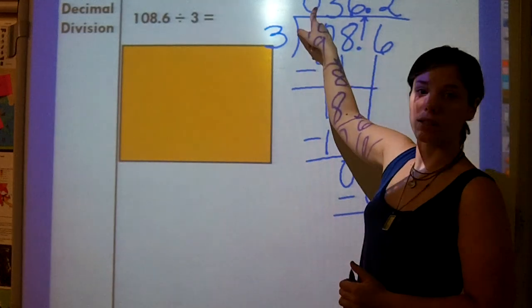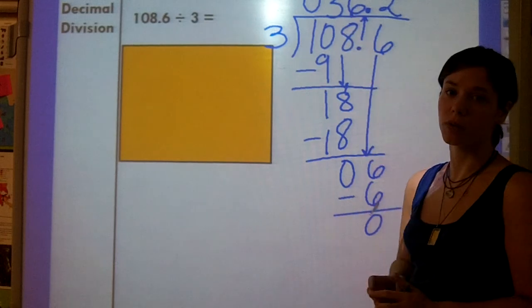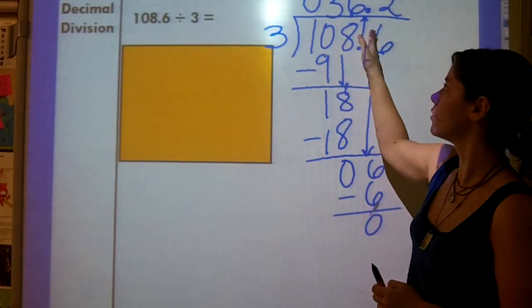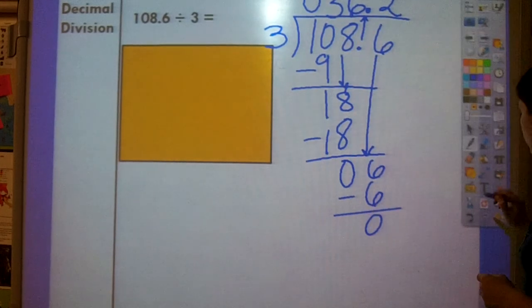If you don't like to write this first 0, then that's going to screw you in the end because you're going to get your decimal in the wrong place. So please, please always put your placeholders. Always make sure every number in the dividend has a number above it in the quotient. We'll do 2 more, then you'll practice.